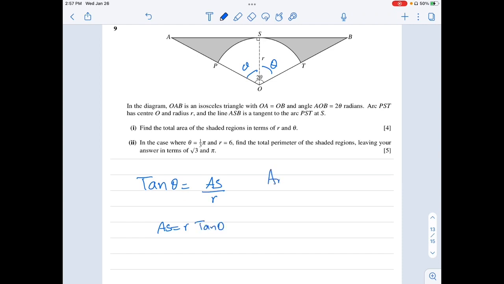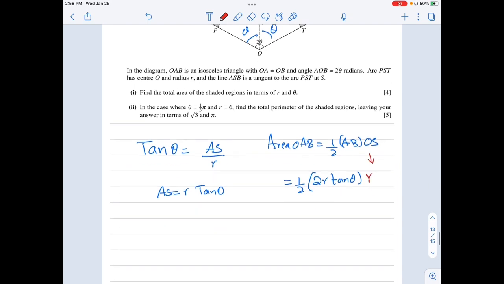I take the area of the triangle OAB, which is half times base AB and height OS. Base AB is 2R tan theta, because if AS is R tan theta, SB also will be R tan theta. So it becomes half times 2R tan theta times OS, and OS is nothing but R. The 2 cancels, giving R square tan theta. It is the area of the triangle.